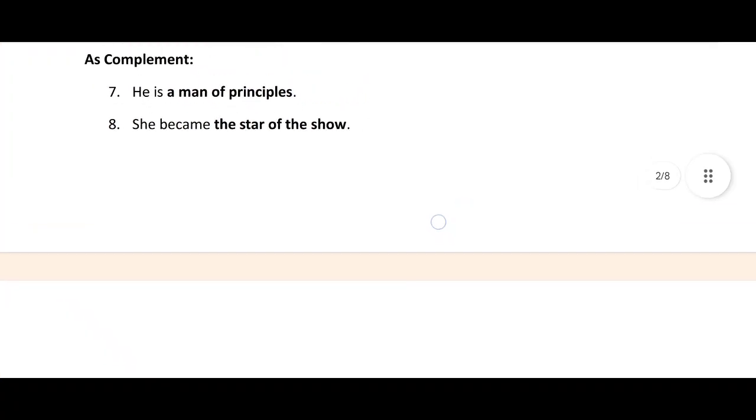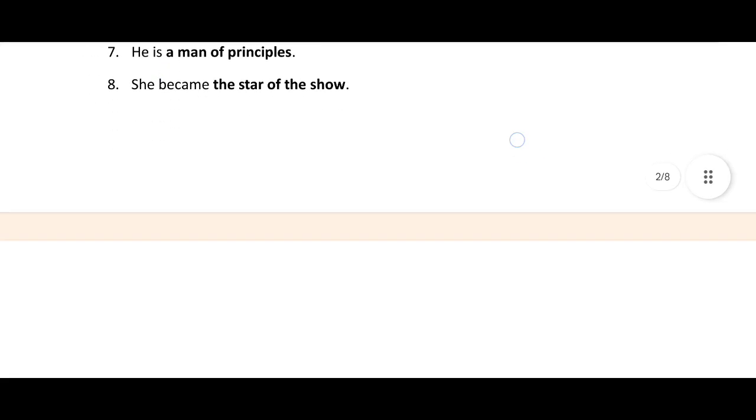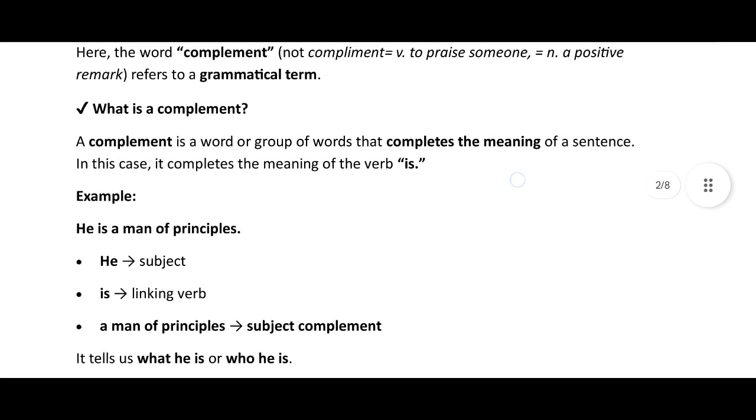Let us see back again. He is. He is what? If we write he is and put a full stop, will it be complete? No, it is not possible. So to complete the he is, we wrote a man of principles. So a complement can be a word or a group of words that completes the meaning of a sentence.